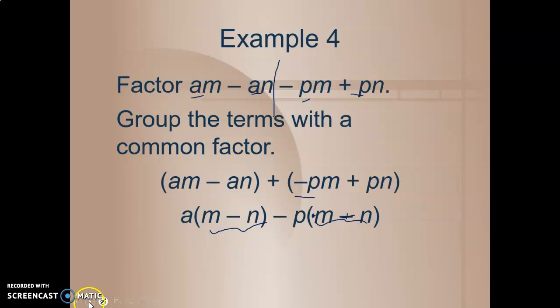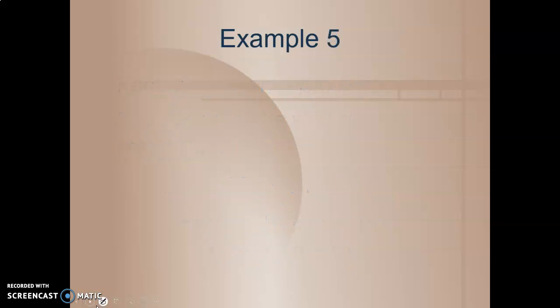That becomes one of our binomial factors. We have m minus n and then times a minus p. That becomes our other binomial factor. When we multiply that back out, we do get am minus an minus pm plus pn. So we did factor it correctly.